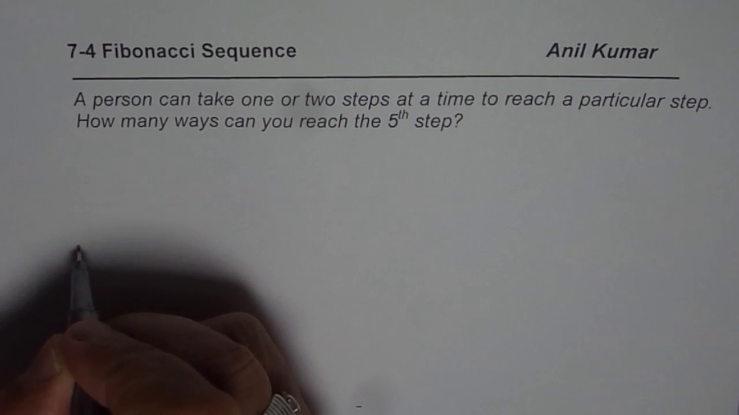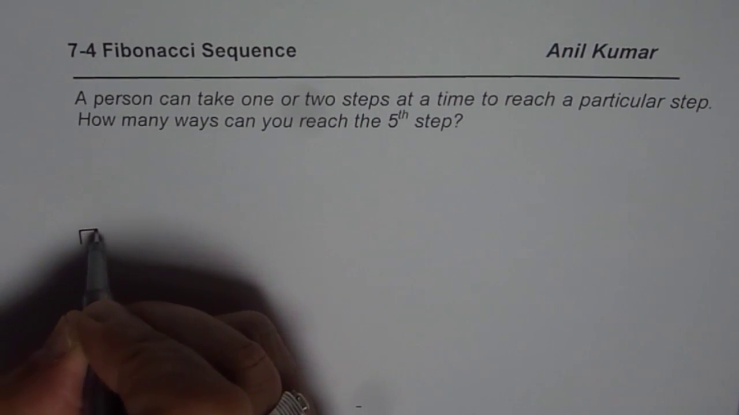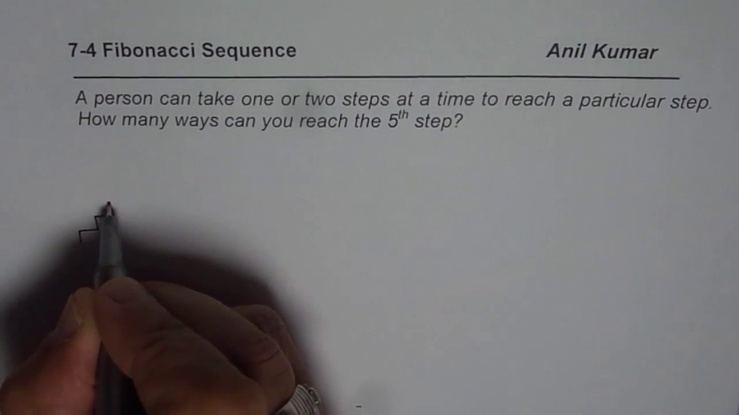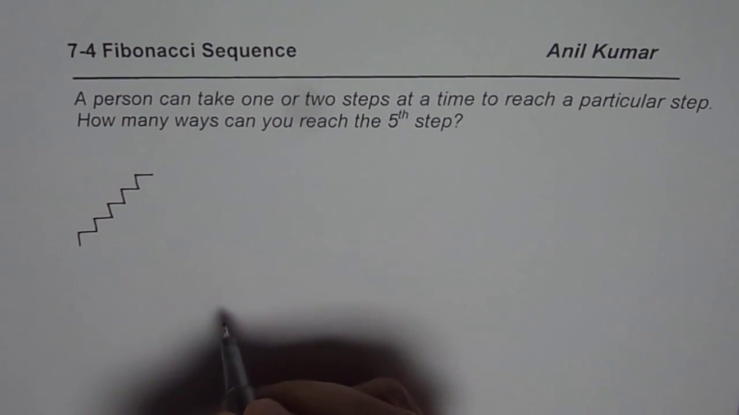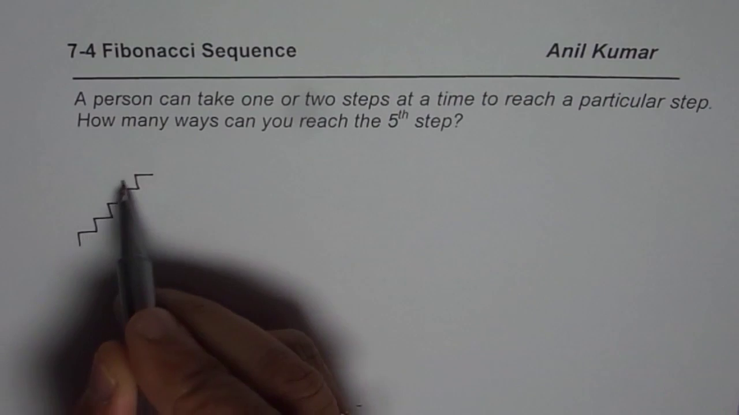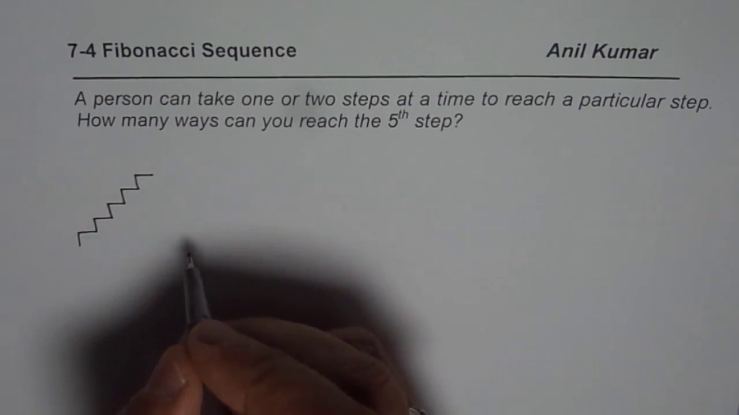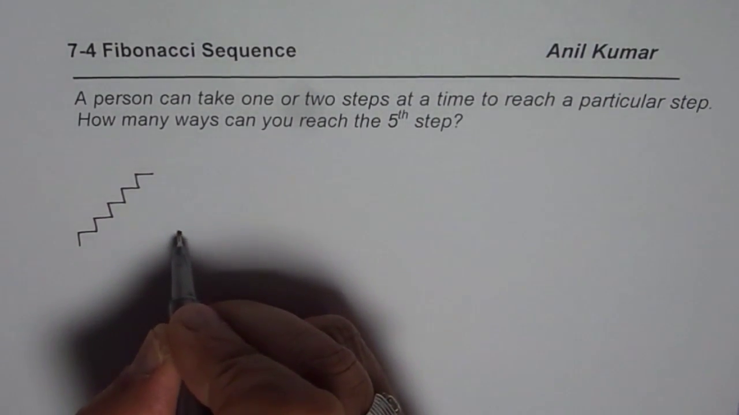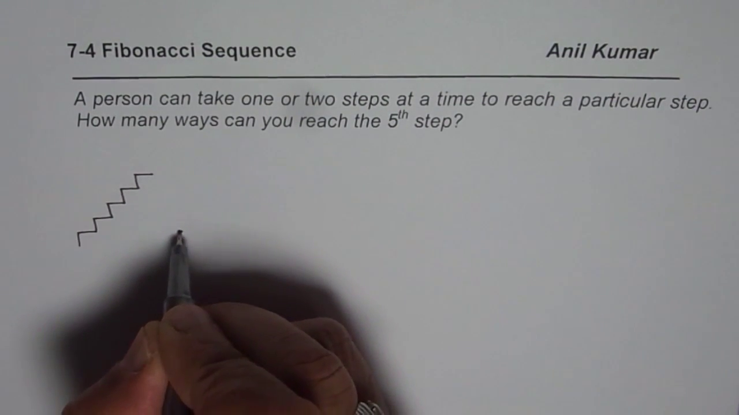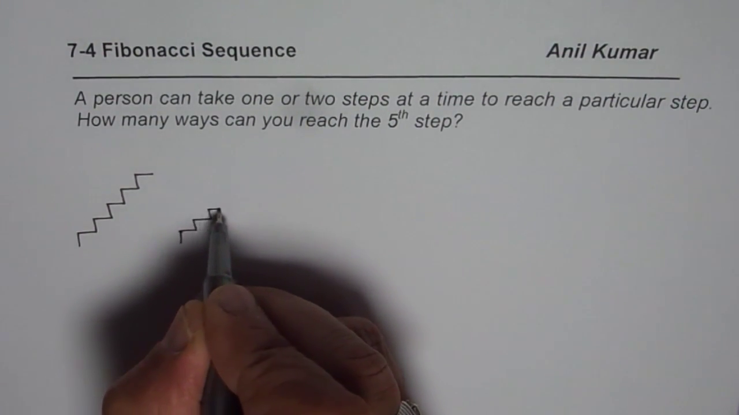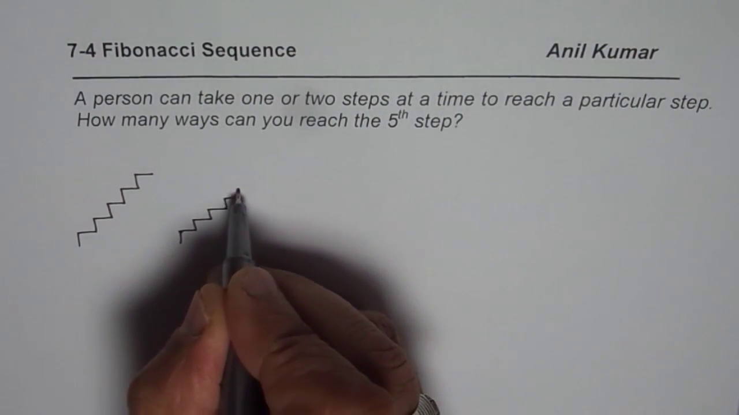So let us say that these are the steps, right? So you say one step, two step, three step, four step, and this is the fifth step we have to reach. We have to figure out how to reach the fifth step. So what I will do is I'll make the number of steps and then we'll see the ways. So again I'll make the same steps. So this is 1, 2, 3, 4 and 5.